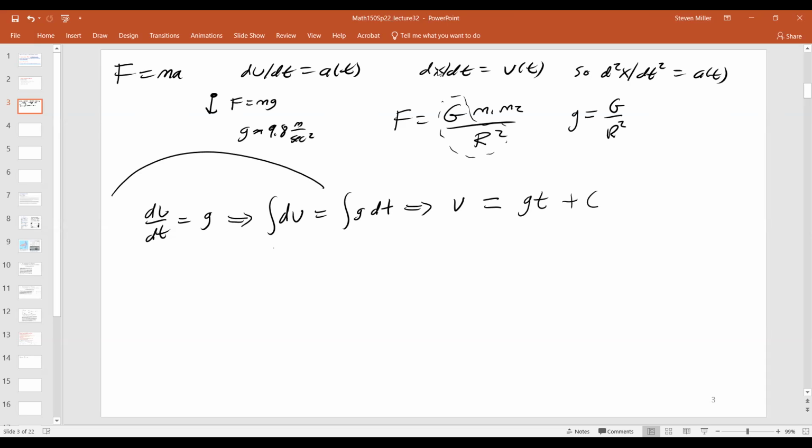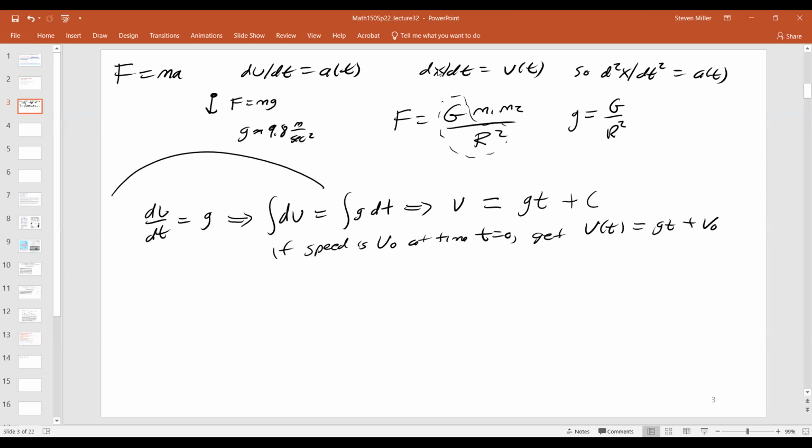And then if speed is V0 at time t equals 0, we get V of t is just GT plus V0. And this would be how you would solve for your speed as a function of time if you're just moving straight up and down.